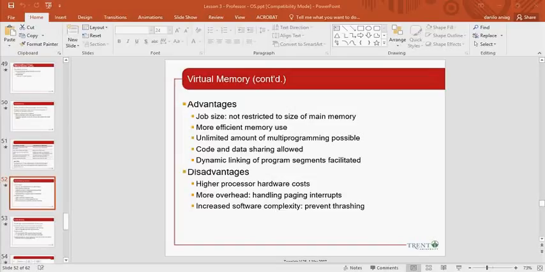It allows an unlimited amount of multi-programming, multi-processing, even multi-threading, which can apply to many jobs, as in dynamic and static partitioning, or to many users. It also allows the sharing of code and data. It facilitates dynamic linking of program segments, otherwise known as dynamic linking and embedding. The advantages for me far outweigh the disadvantages provided here in this bullet slide.